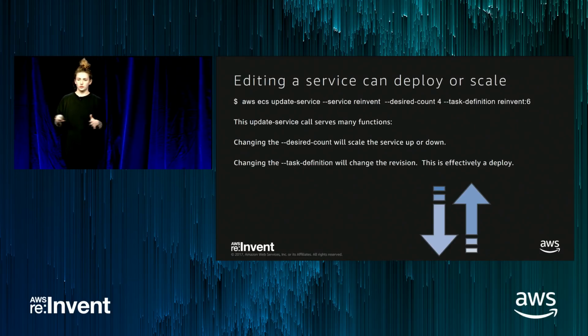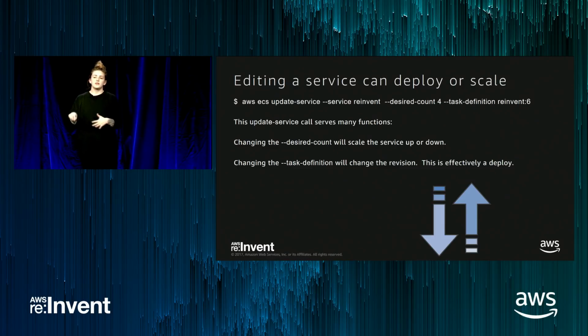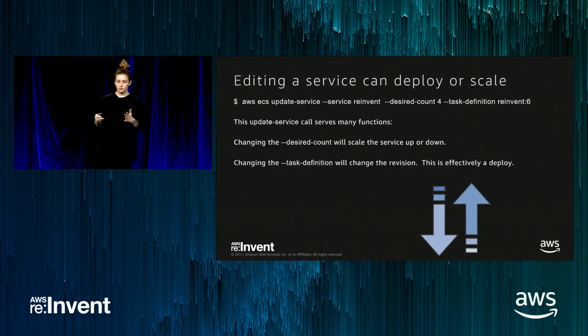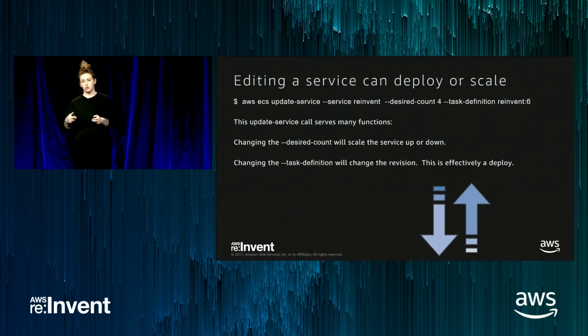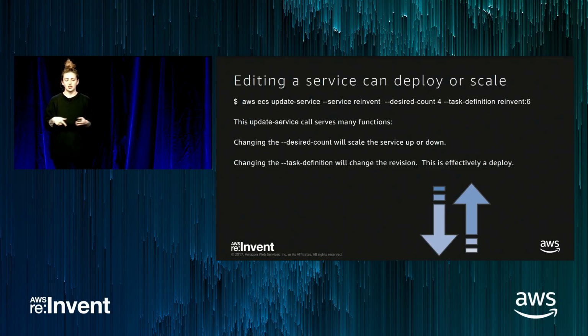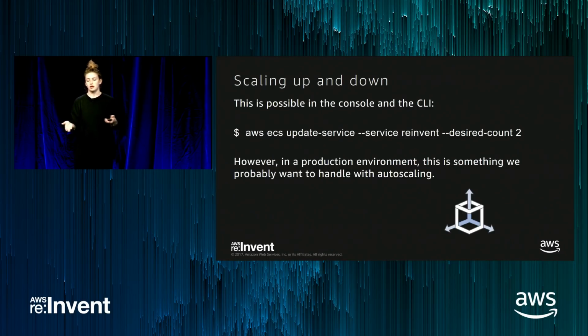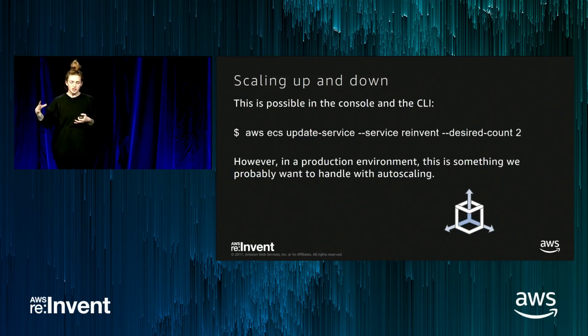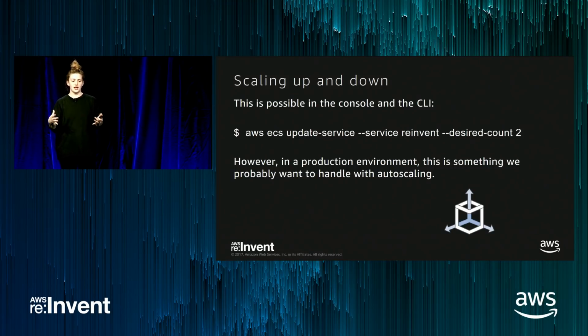Back to our little deployment. Editing this service deploys and also scales. So it sends out my new revision, but it also handles my scaling. It's the same call for pretty much everything. I can use my desired count to scale the service up and down, or I can change the task definition to change the revision. So these are all effectively deployments: a scaling deployment and also a content deployment. Although this is possible from the console and the CLI, this is probably something that you want to handle with auto-scaling, so you're handling it in response to a different event.